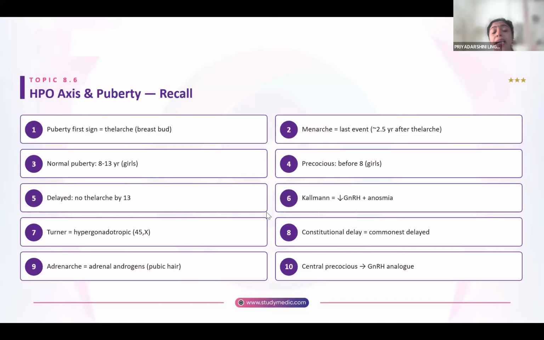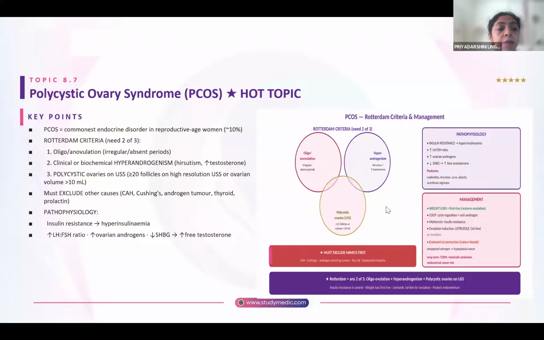So, next we are going to yet another important topic, PCOS. We know recently the name has been changed into PMOS, but of course for this exam, you just remember PCOS itself. So, which is the most common endocrine disorder in reproductive age group of women? It is PCOS. Now, what is the incidence of it? It is almost 10%. Now, how do you diagnose PCOS?